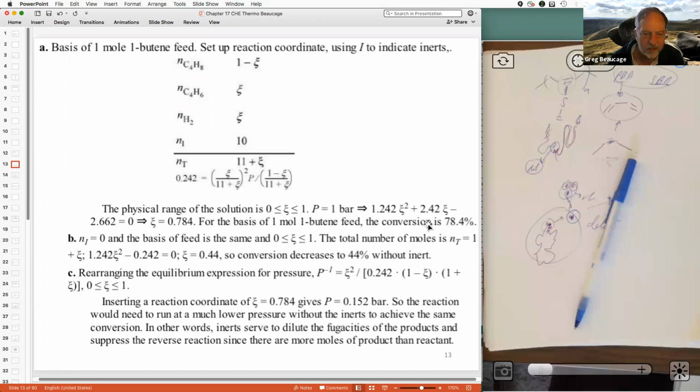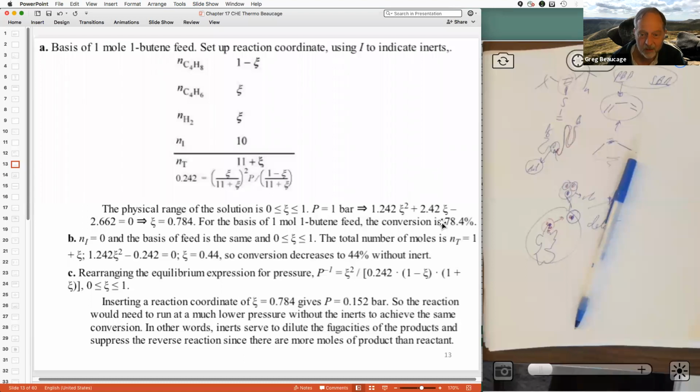So 78% conversion when you solve this with Solver in Excel. Solve that last equation. And then if you get rid of the inerts, then this is going to be 1 plus eta. So then you get this equation at the bottom. When you solve that, you find out that you get 44% conversion instead of 78.